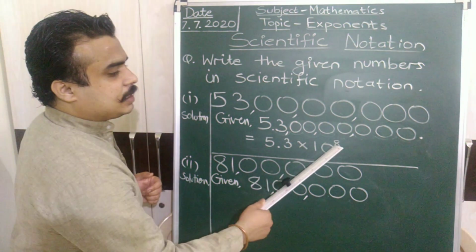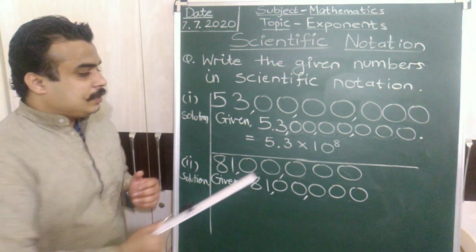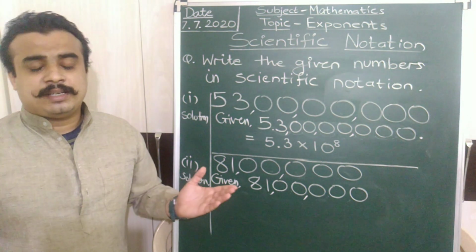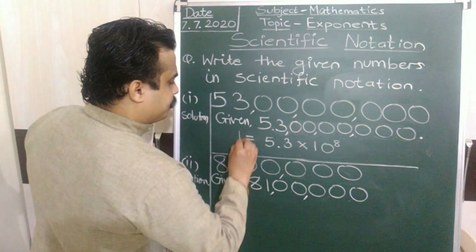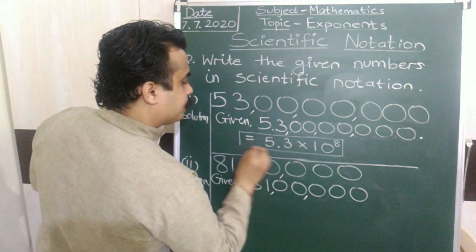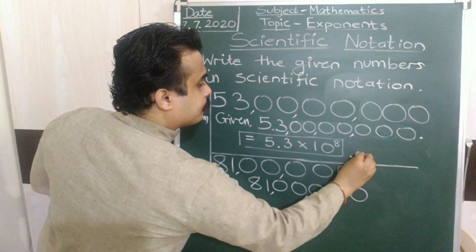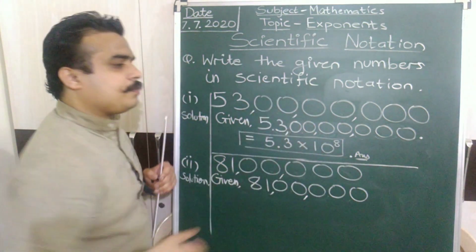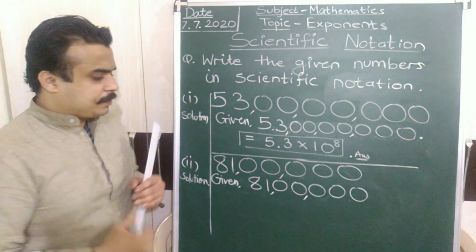That's why the power is positive. So this is the required scientific notation. Now let's see another example.